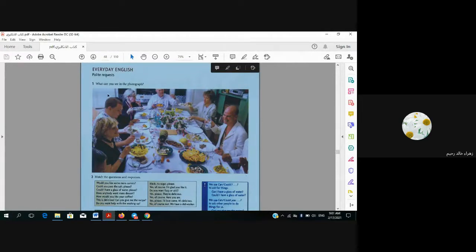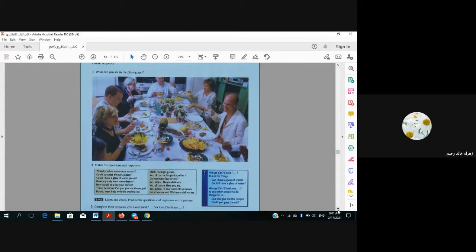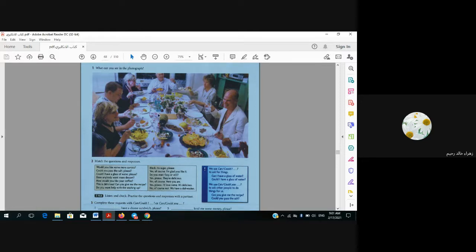You see this paragraph? We have polite requests. What can you see in this paragraph? In the paragraph, we see a family who is eating dinner. Match the question and responses.